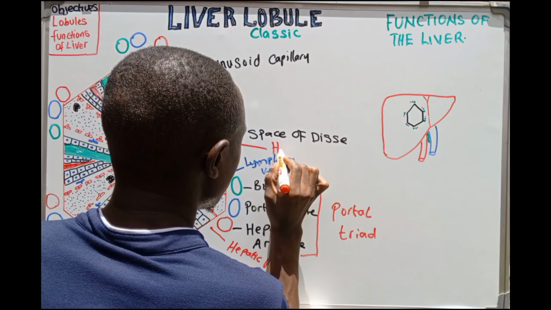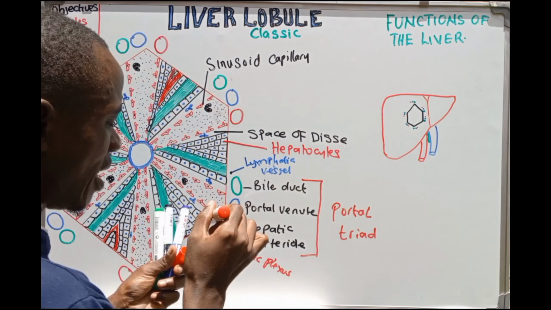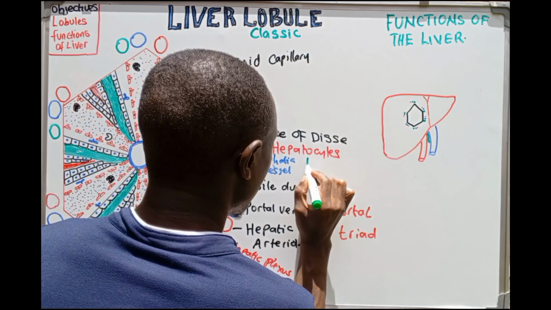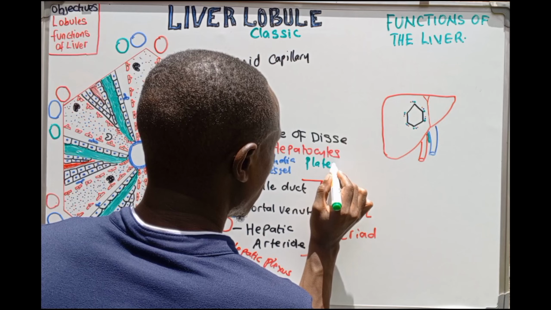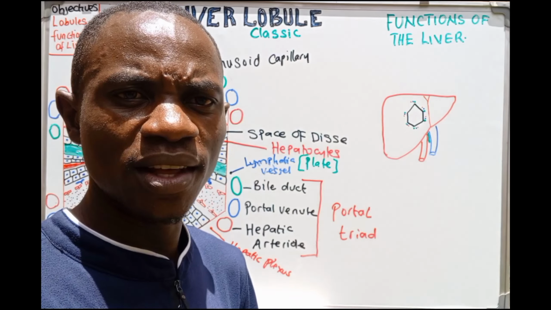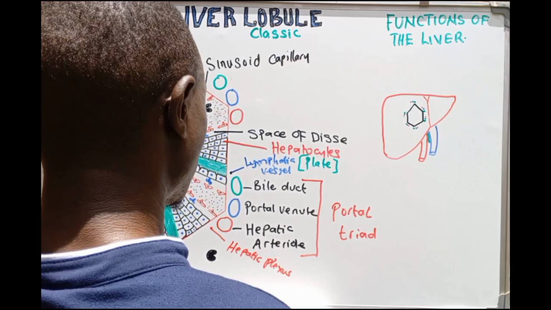Okay, these cells here are what we call the hepatocytes. And these hepatocyte cells are going to be arranged in a plate form. All the functions of the liver are going to be taking place in these cells we are calling the hepatocytes.